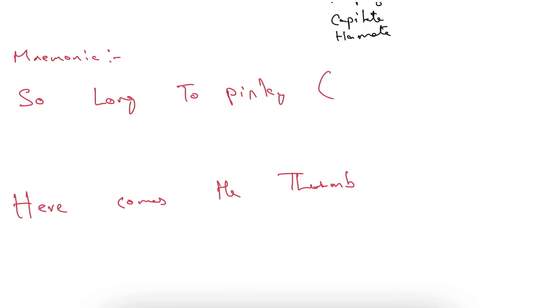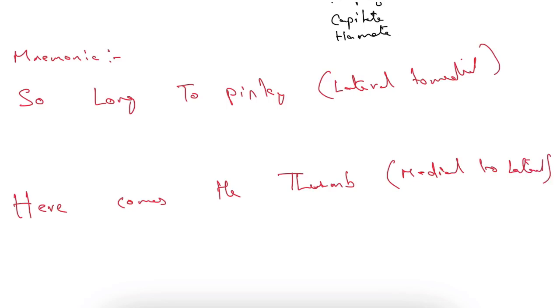Here you can see the bones lateral to medial. What are the bones in the scheme? S means scaphoid, L means lunate, T means triquetrum, and pinky means pisiform. Here, medial to lateral, the mnemonic is: H means hamate, C means capitate, T means trapezoid, and T means trapezium. So this mnemonic will help you remember the order starting from the thumb side.